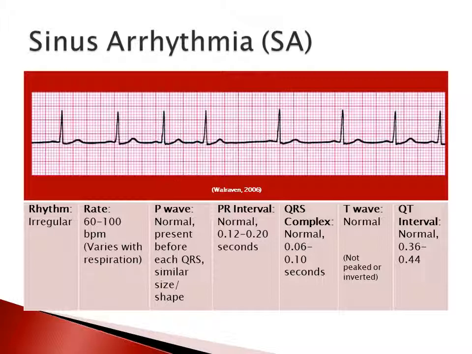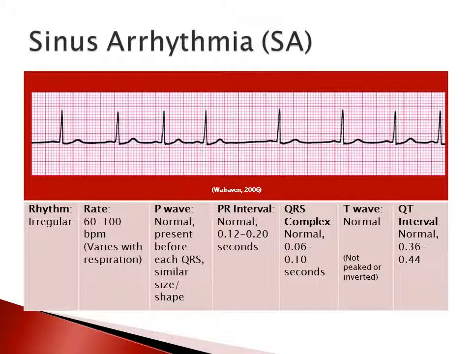There are P waves across the strip, one in front of each QRS complex, and they're all upright, and they're all similar shapes and sizes. When we measure our PR interval, we can see that it takes up 3 small boxes, so it is 0.12 seconds, right in that normal range. And the QRS complex takes up 1.5 boxes, so it's 0.06 seconds, which falls right again in that normal range. There are T waves across the strip, and there don't seem to be any peaks or inversions.